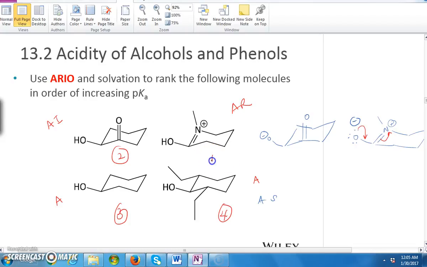That's number 1 because of atom and resonance. This is number 2 because of atom and induction. This is number 3 because it has only the atom, while this is number 4 because even though the negative charge will be on the oxygen, because you have these bulky groups, the steric bulk will prevent the stabilization of the negative charge, and so this will be the least acidic out of the 4.